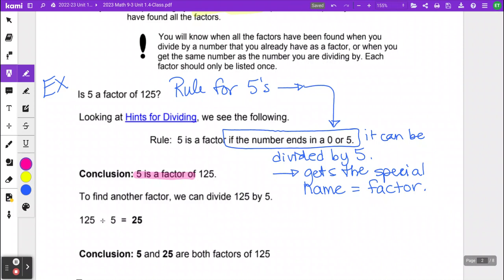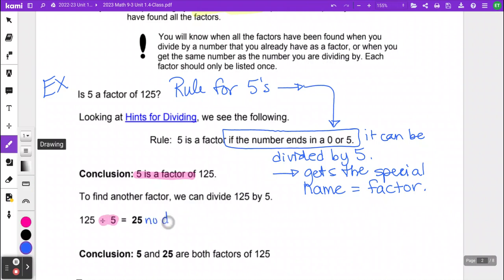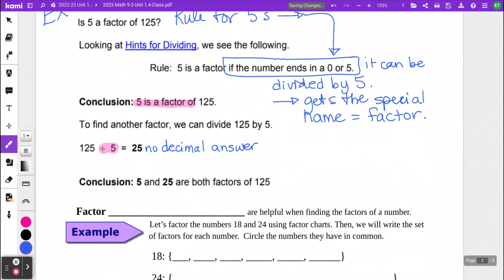He is a factor because he divides in there and he does not leave us a decimal answer. That's what that means. So it's showing us right here. It divides by 5 and we get no decimal answer. That's why he is a factor. So conclusion, it says 5 and 25 are both factors of the number 125. Absolutely they are. If we were to make our T-chart, both numbers would be in there.